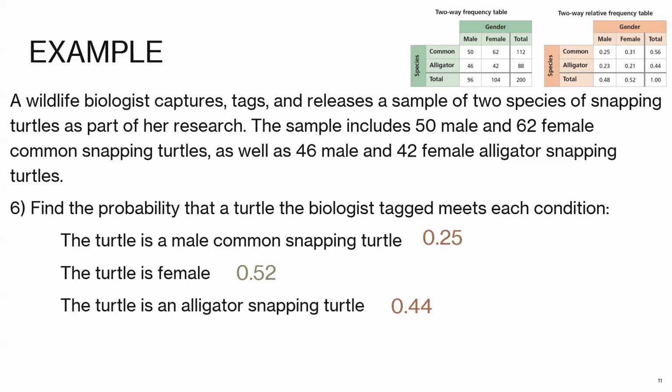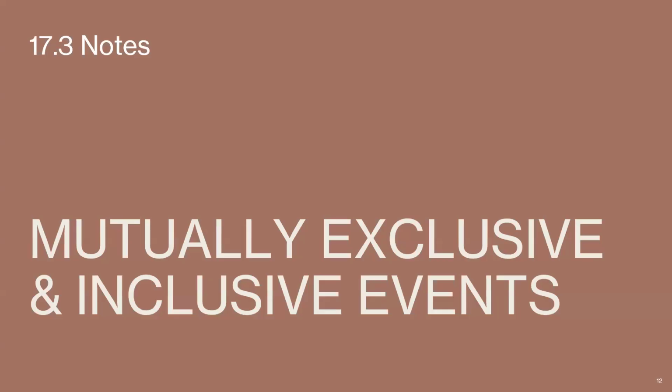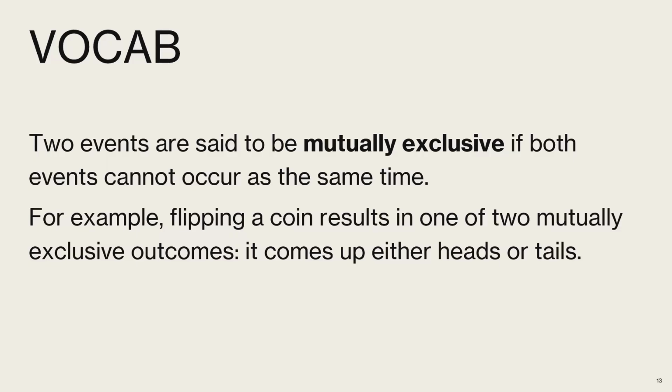That's section 17.2. Now we're going to move on to 17.3, which is about mutually exclusive and inclusive events. So two events are said to be mutually exclusive if both events cannot occur at the same time. It's impossible. For example, if you're flipping a coin, you can either get heads or tails, right? You can't get both heads and tails at the same time. So getting heads and getting tails are mutually exclusive to each other, okay?